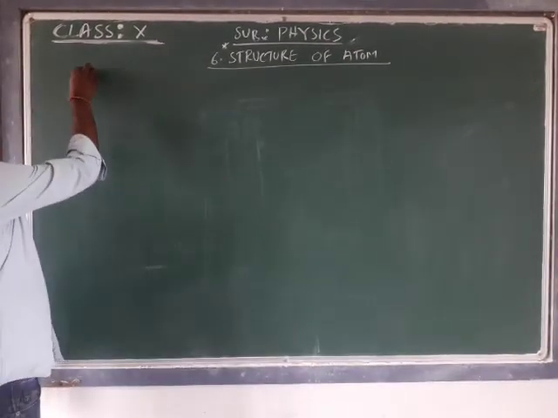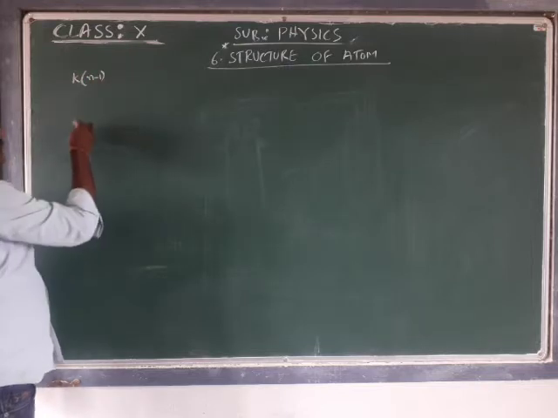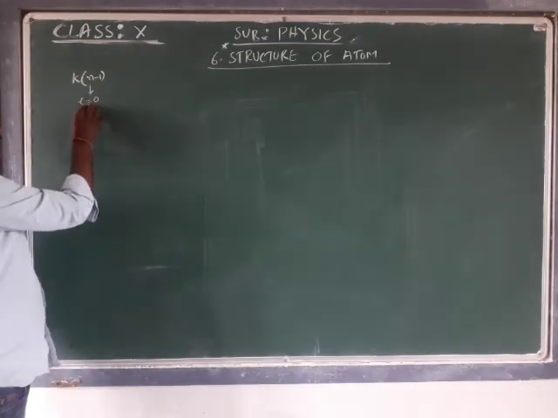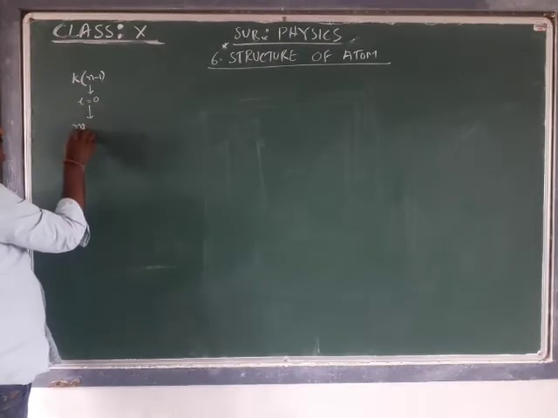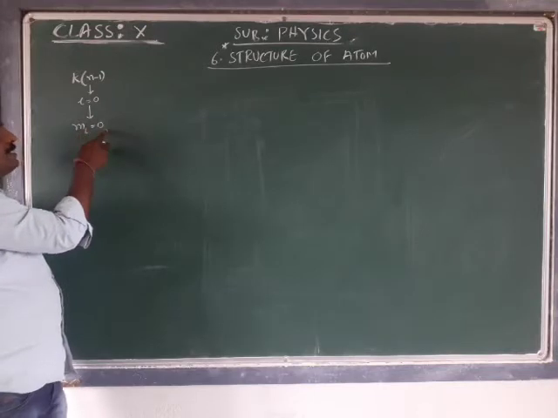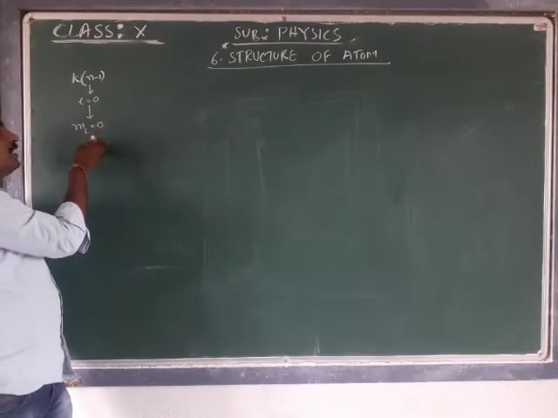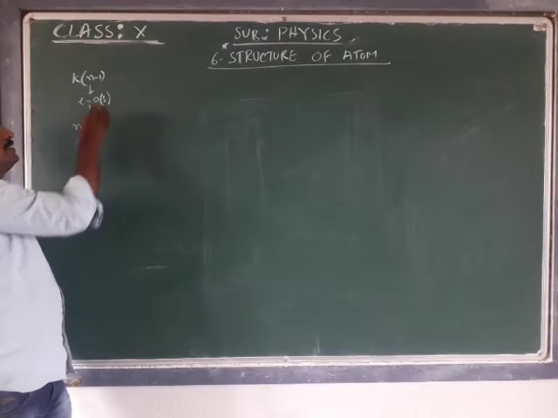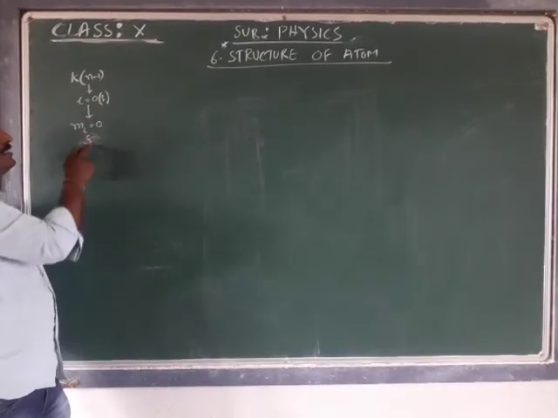See, K shell has n equal to 1. It has one subshell, L equal to 0. For this one subshell, ml is equal to 0, since ml ranges from minus L to plus L, so ml will be 0. This is the s subshell.